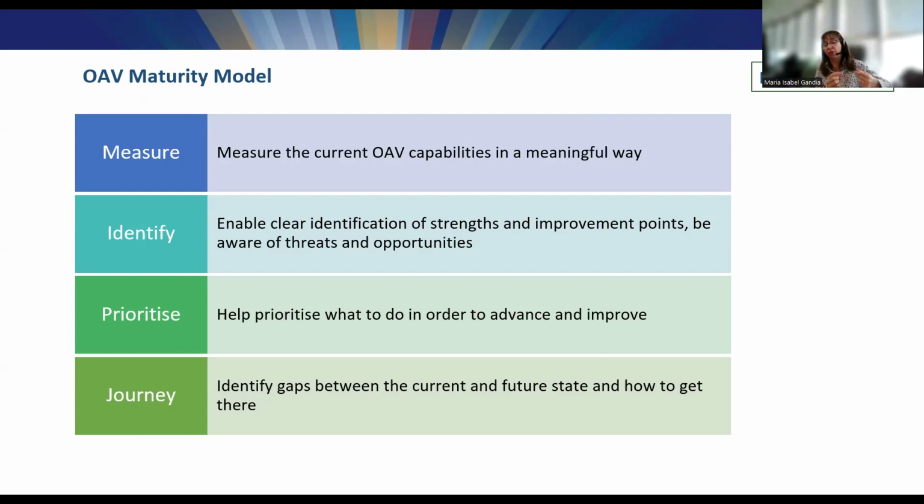Maybe you think that you are very good in one subdimension, but you need to improve in another subdimension. So this way you make it very clear and you know exactly where you have to put your effort for the next stage. You identify the gaps between the current state and the future state, and you see how to get there.